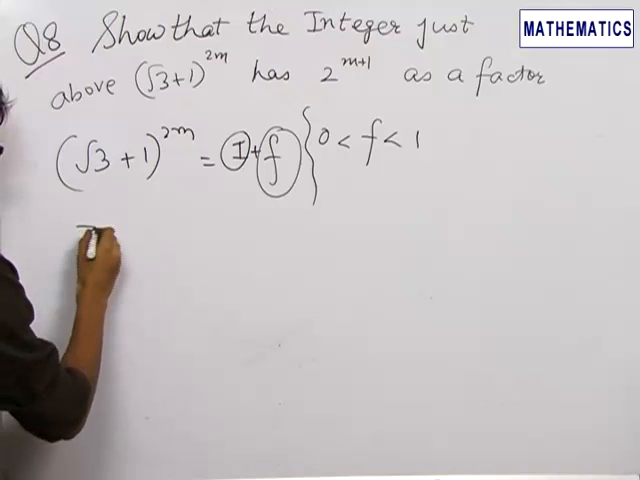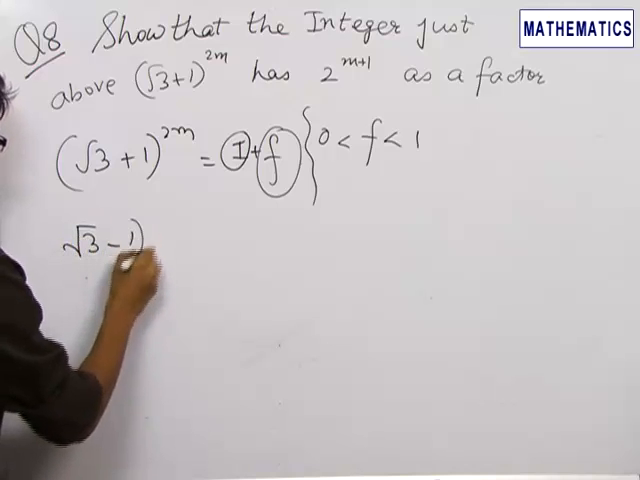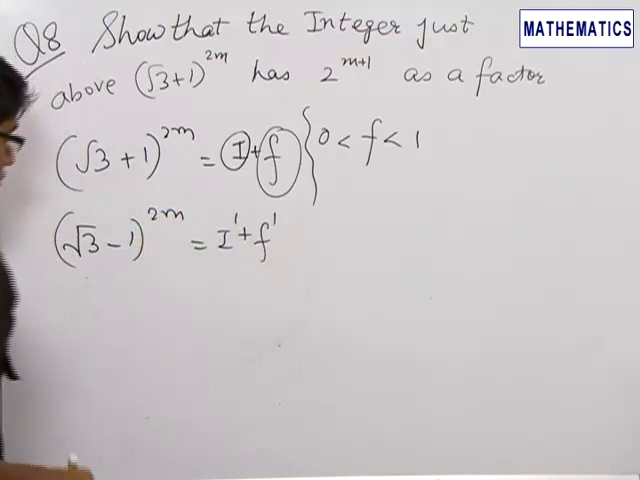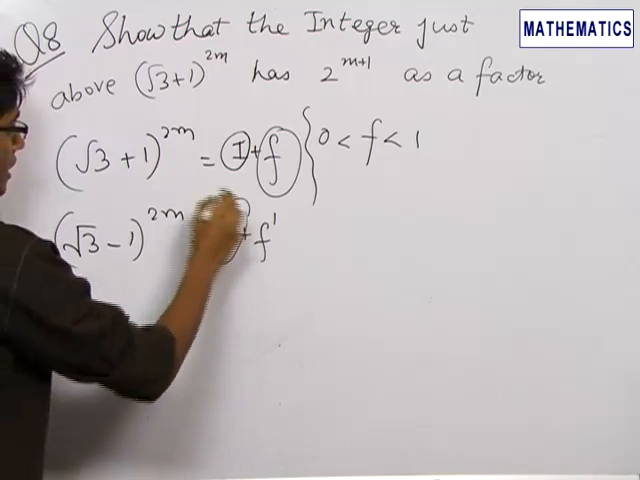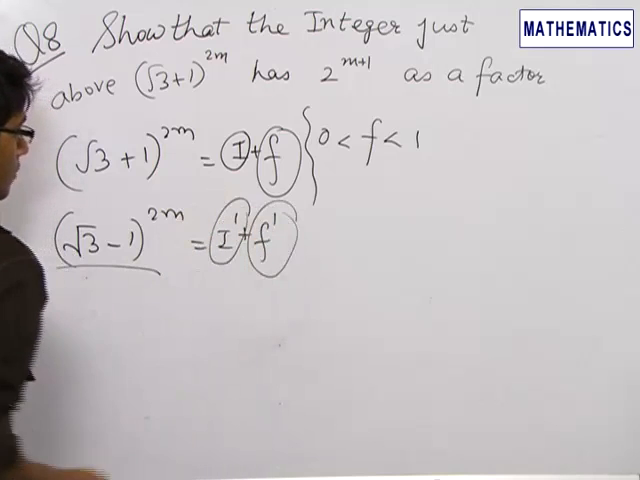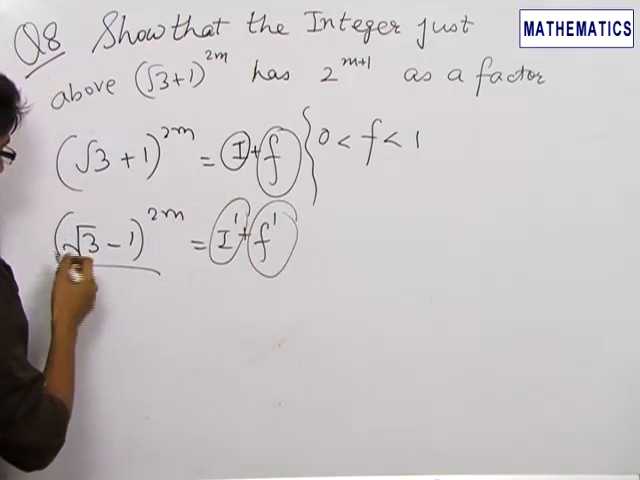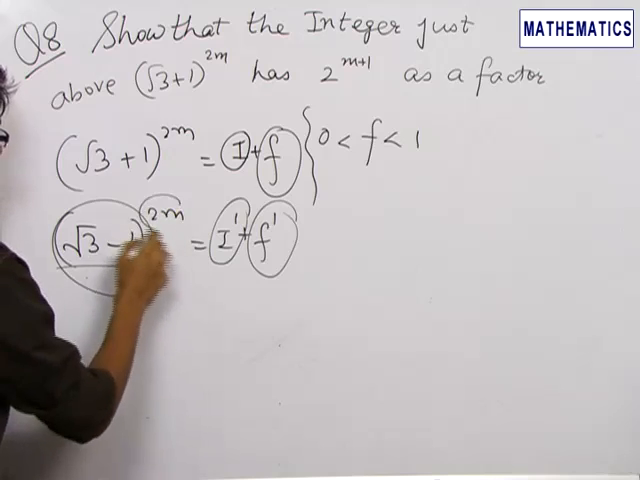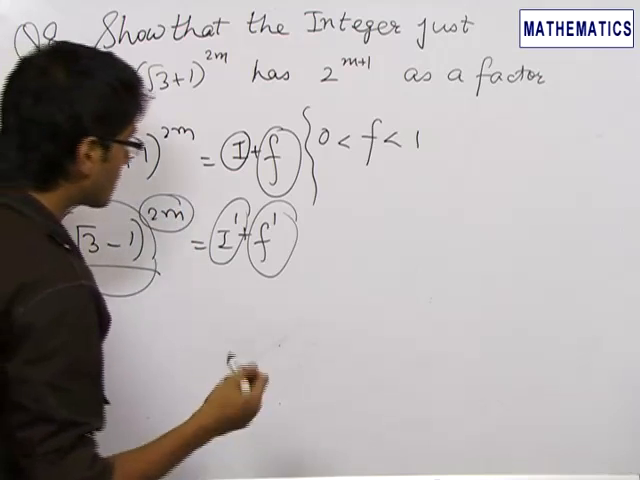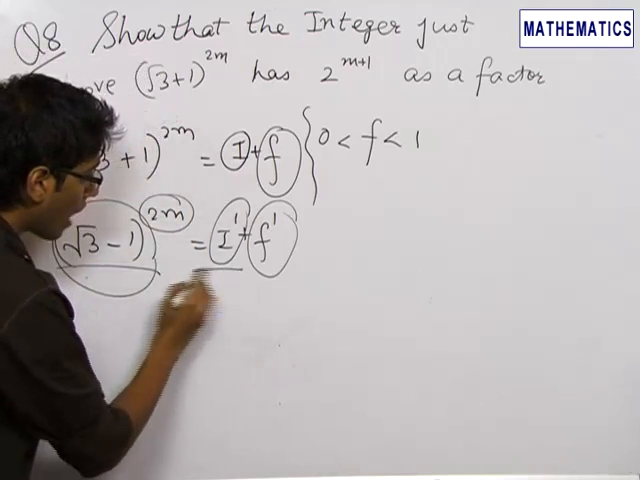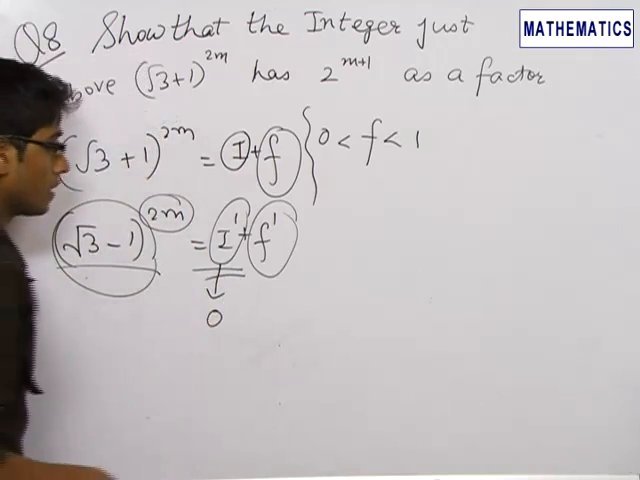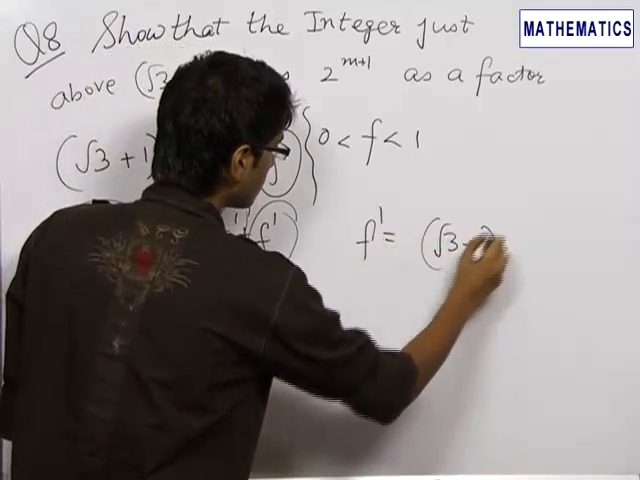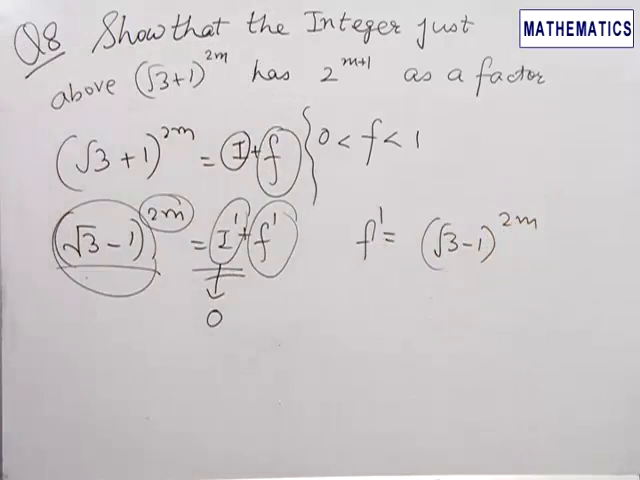Now again we consider (√3 - 1)^(2m) equals I' plus f', where I' is the integral part of this number and f' is the fractional part. Now by inspection, √3 - 1 is less than 1. So any fraction when raised to the power of an integer will also be less than 1. So I' will be equal to 0. So we get f' is equal to (√3 - 1)^(2m).